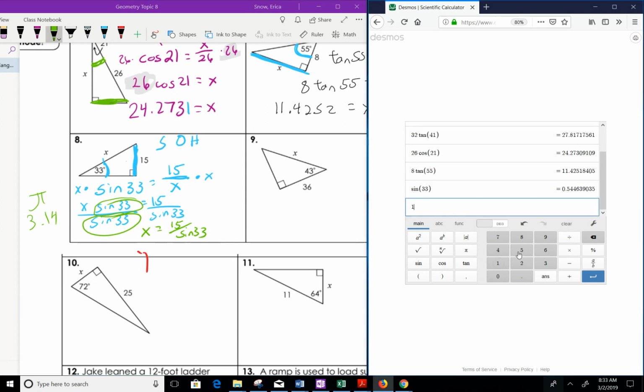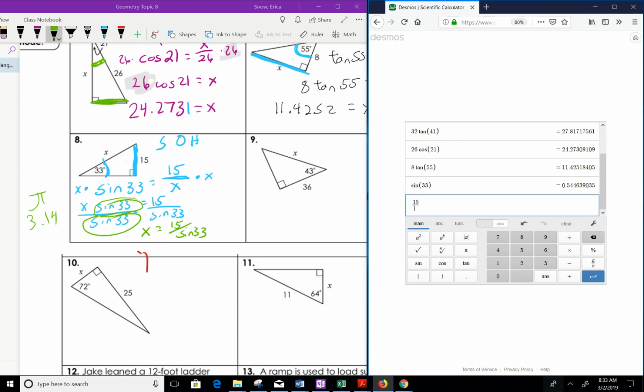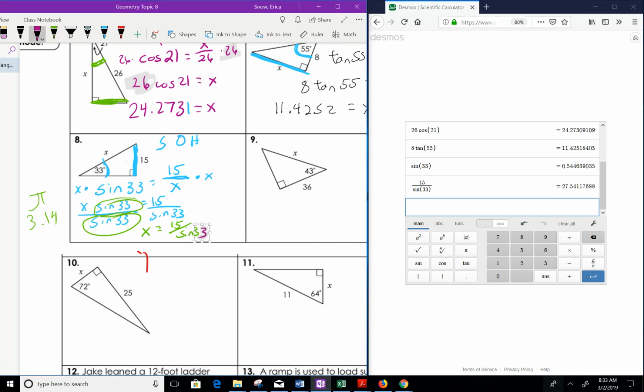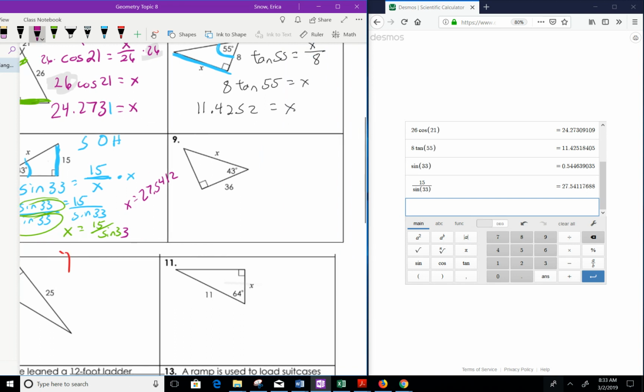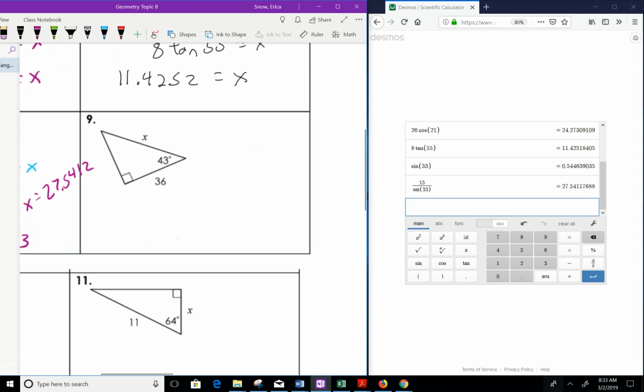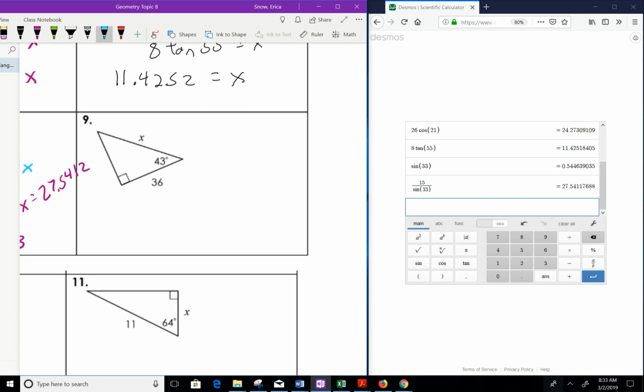So I'm going to do 15 divided by sine 33. Don't you love how Desmos just puts that right in like a fraction? And so I get that x, I'm going to write this in different colors so you guys can see it. X is 27.5412. The reason that you have all of that blank paper is because I know how tiny these boxes are, so you can write these out to the side if you need to.